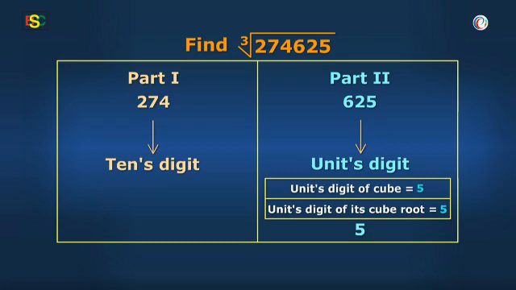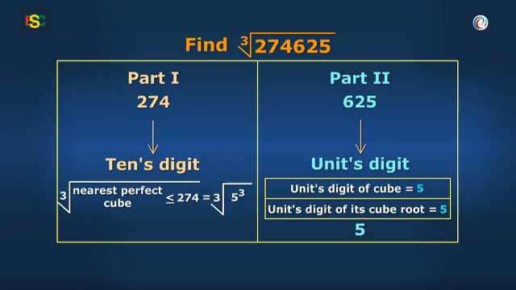Here we will consider part 1 to find the tens place digit by finding a perfect cube equal to or smaller than 274, which is my part 1. And it is 5 cube, that is 125. 6 cube, which is 216. Yes, right, as 7 cube is bigger than 274, and the cube root of 216 is 6.